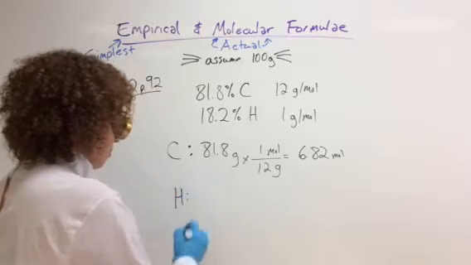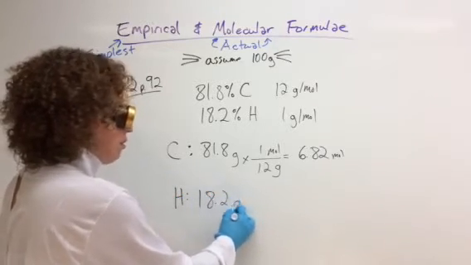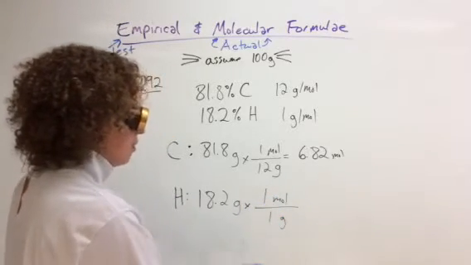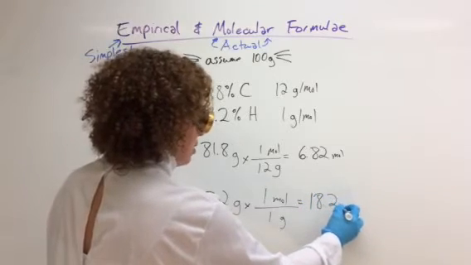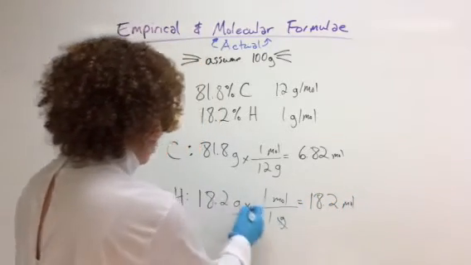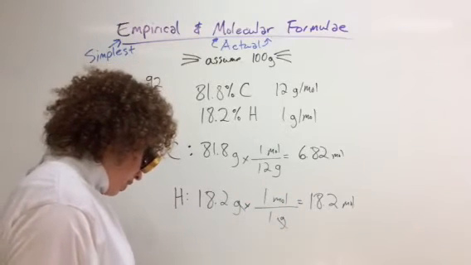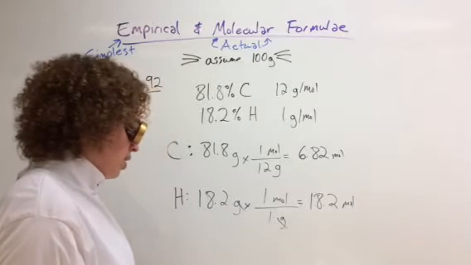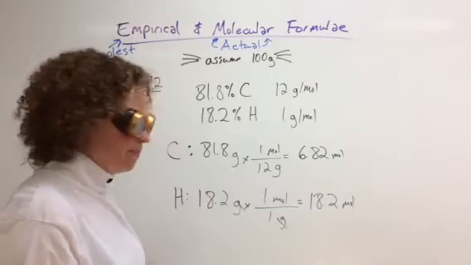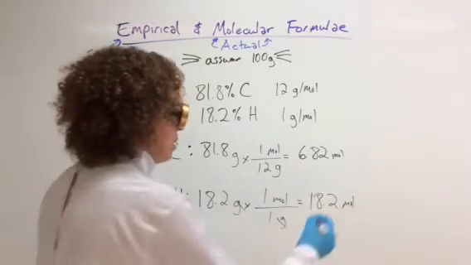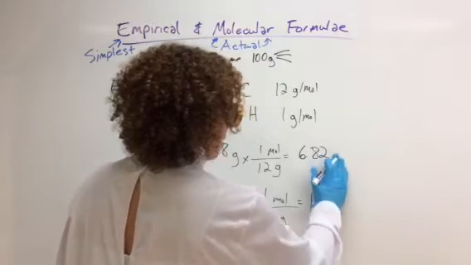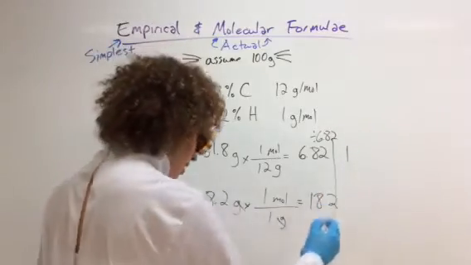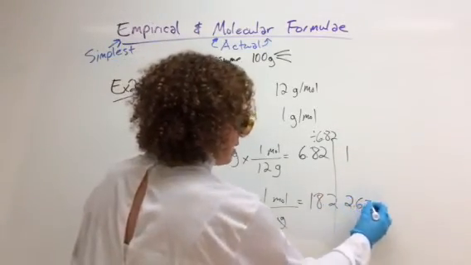When we do hydrogen, we've got 18.2 grams times, do the same thing, 1 mole gives me 1 gram of hydrogen. So I got 18.2 moles. Because the units cancel out, I'm left with moles. Now, here comes the tricky part. This is the smaller number. So I divide. I'm just going to get rid of these for a second so I can save my time. Divide by 6.82. I get 1 and 2.67.